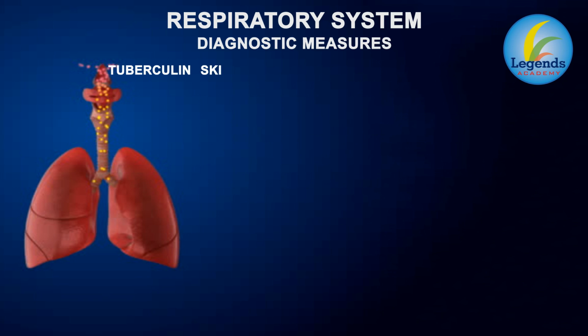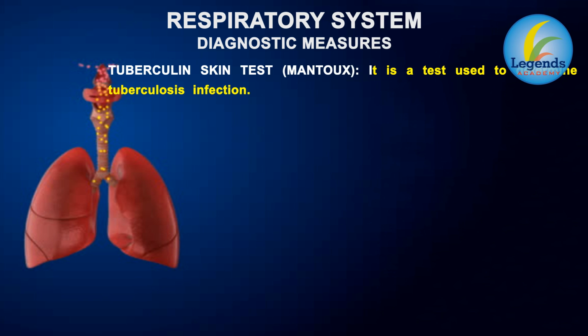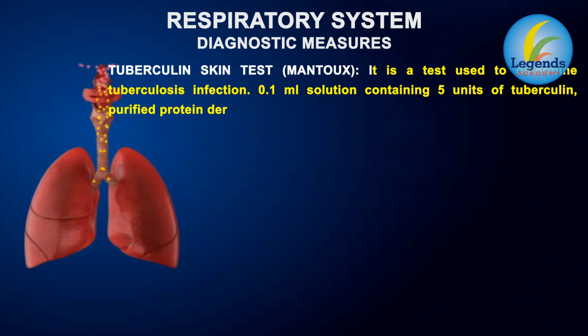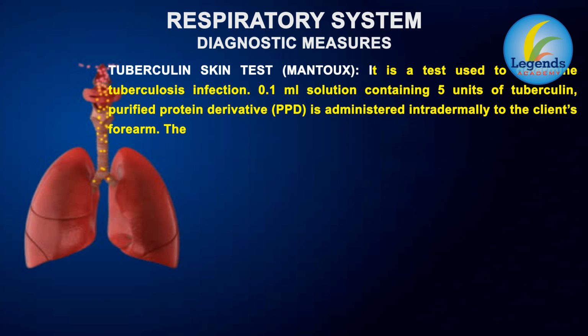And tuberculin skin test, Mantoux, it's a test used to determine tuberculosis infection. That means first you have to take 0.1 ml of solution from that 5 units of tuberculin. That means purified protein derivative, PPD, is administered intradermally to the client's forearm. Then you have to monitor the site for induration between 48 to 72 hours.